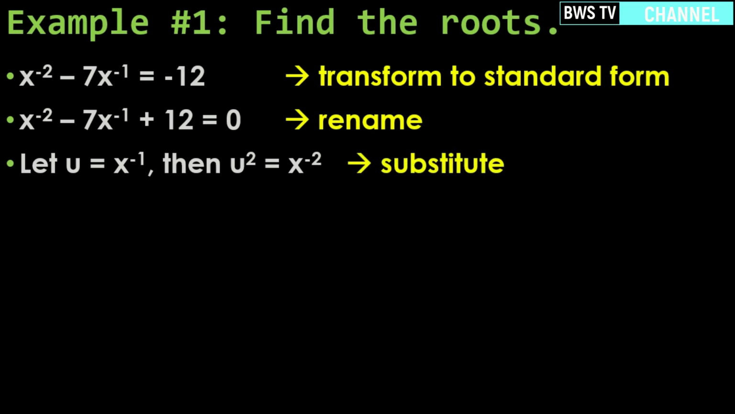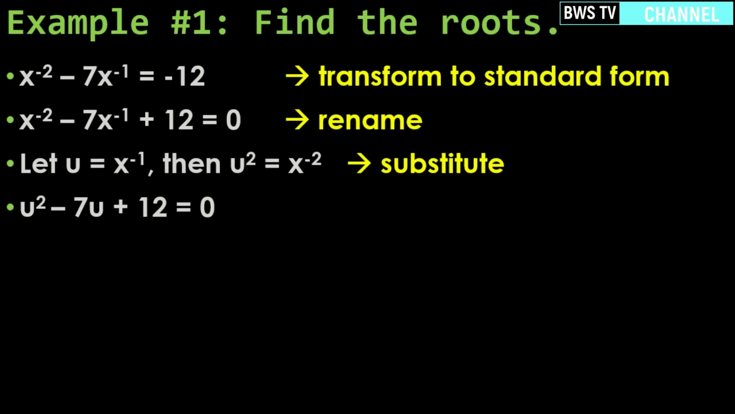So now, after we rename, we will substitute. We go back to the previous equation where we had the standard form, and then substitute the letter that we use in renaming the variable. So here we have now your x to the power of negative 2 will become u squared, and then your x to the power of negative 1 will be u. So you have now a quadratic equation. U squared minus 7u plus 12 is equal to 0.